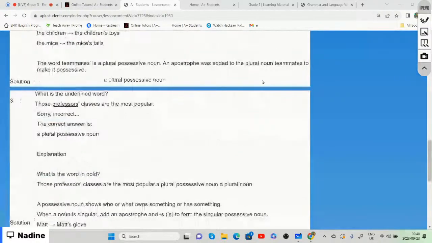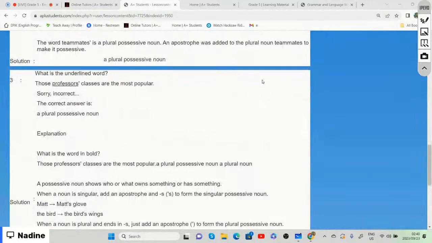Those professors' classes are the most popular. If we look at the word professors', is that a singular form? Is it a plural form, singular possessive form, or is it a plural possessive noun? Those professors' classes are the most popular.